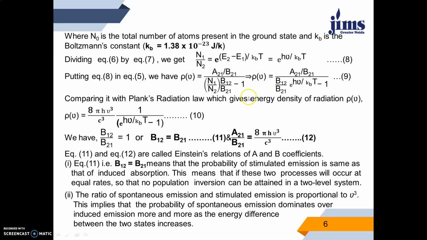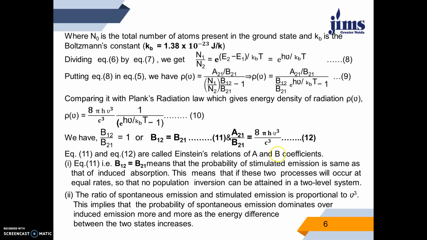Similarly, B12 over B21 is equal to 1. So this is equation number 11, that is B12 is equal to B21, and A21 over B21 is equal to 8 pi h nu cube over c cube. This is equation number 12. So equation 11 and equation 12 are called Einstein's relation of A and B coefficients.